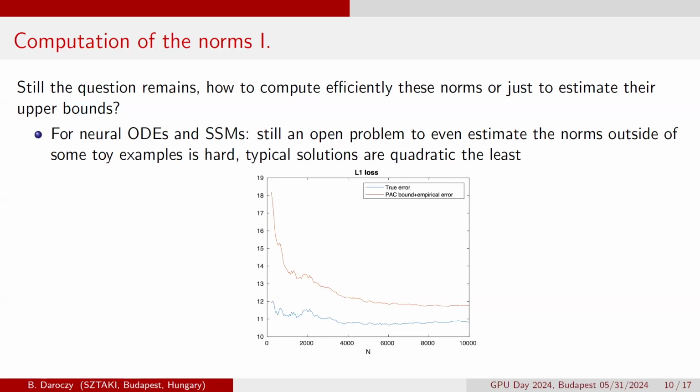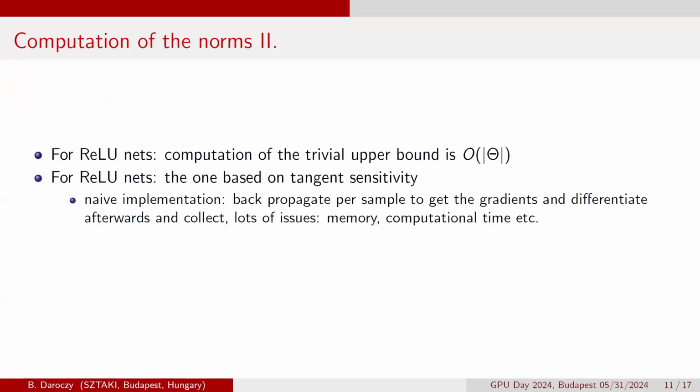So why do we need that? The question is how to calculate this. A naive implementation is usually not working. So how do we calculate the tangent sensitivity? It's a lot of calculations. It's a parameter times input dimension times output neuron size tensor. It's very large. Just imagine that the input could be 1 million pixels. So it doesn't work. We need to backpropagate to get the gradients, then differentiate again. A lot of things. Memory and computational time are crazy.